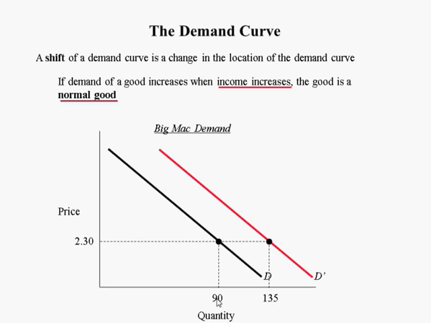Now, if this person eats 90 Big Macs a year, no matter what, the most they're willing to pay when their income is low is $2.30 per Big Mac. Now, when their income rises, you can think of the demand curve, again, as the maximum price consumers are willing to pay for a given level of scarcity. If this person continues to buy 90 Big Macs a year, well, now the maximum price they're willing to pay is closer to $5. So when income rises, this person's maximum willingness to pay rises too.